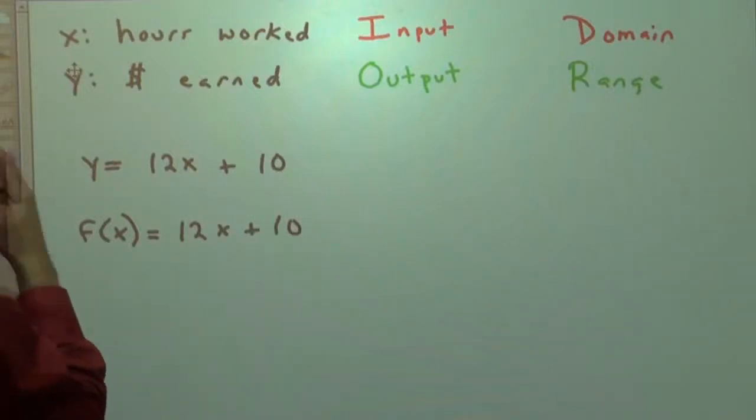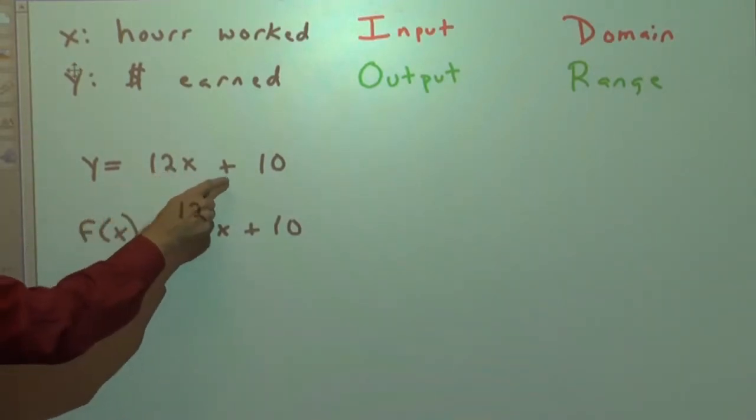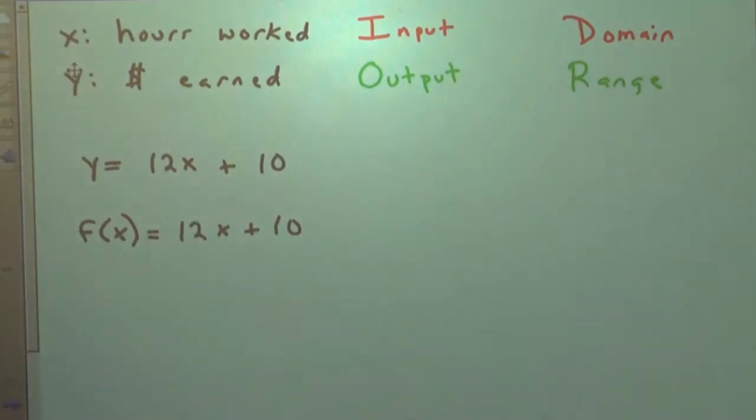An introduction to domain and range. Look at this. X is hours worked. Y is going to be the dollars earned. So here's our equation. A person makes $12 an hour plus the $10 they get paid for showing up. We could write it as an equation like this or in functional notation.